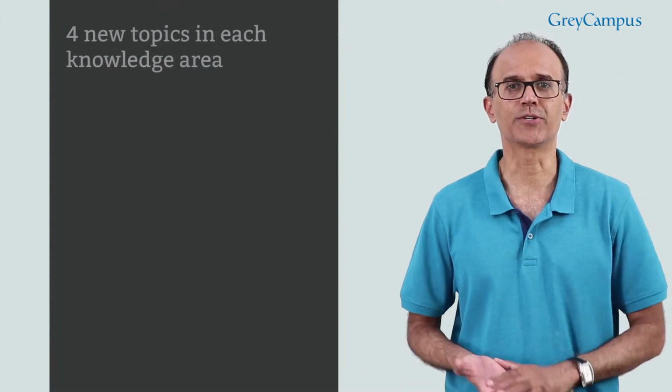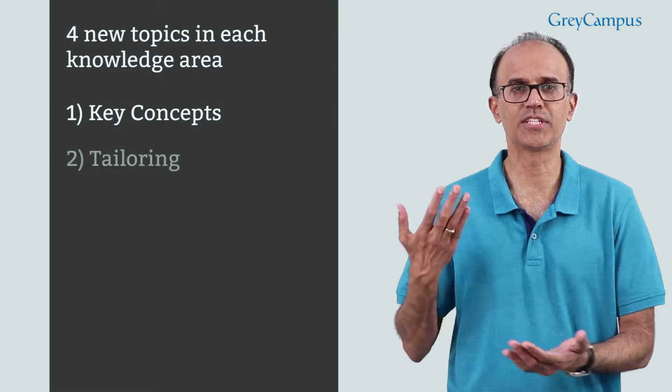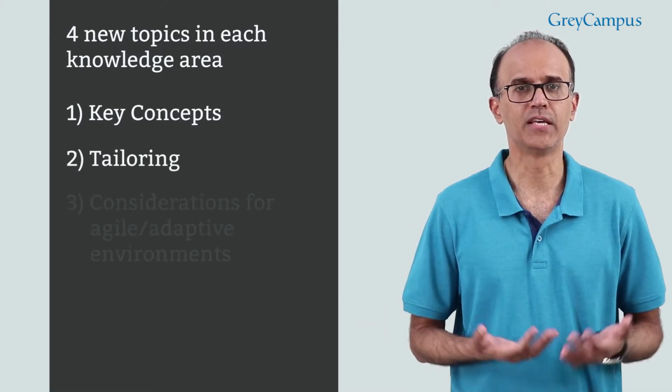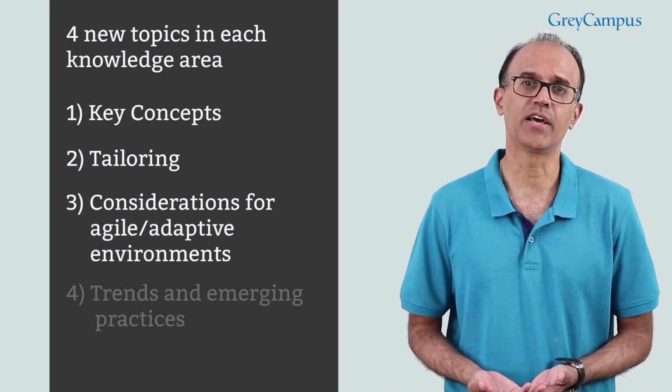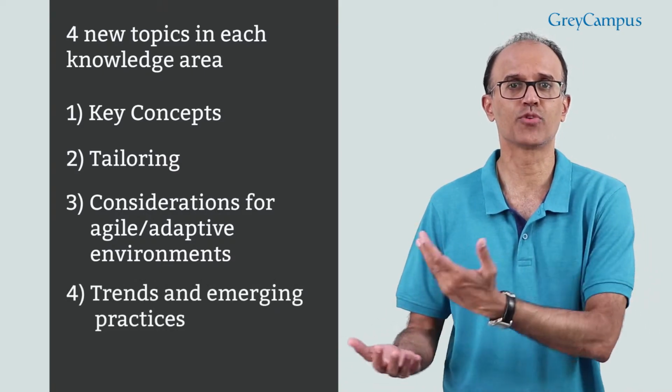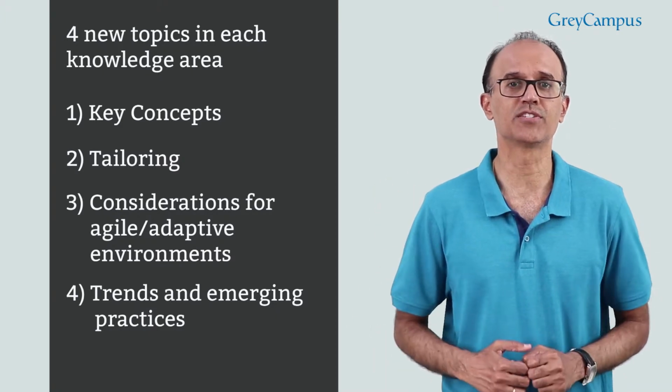Alright, now let's look at the remaining 10 chapters, the 10 knowledge areas, and what's new there. The first thing is, every knowledge area now has an additional section which has 4 parts. And what are they? Key concepts of that knowledge area, then tailoring for that knowledge area, then considerations for agile and adaptive environments for that knowledge area, and finally trends and emerging practices for that knowledge area. So these 4 you will see in all the knowledge areas now.